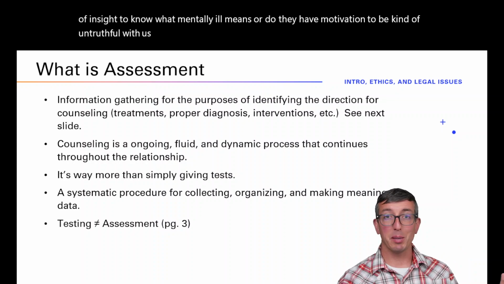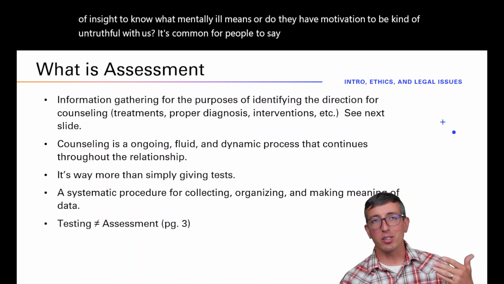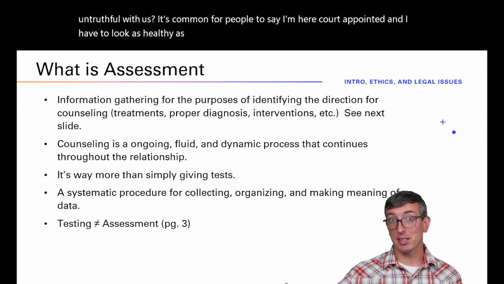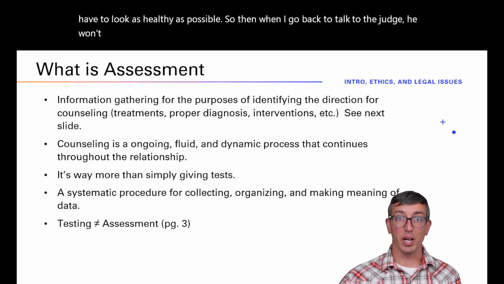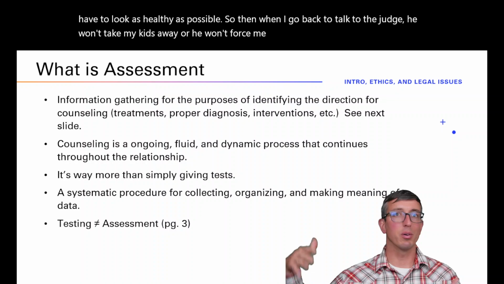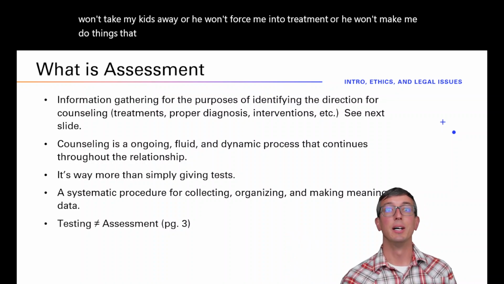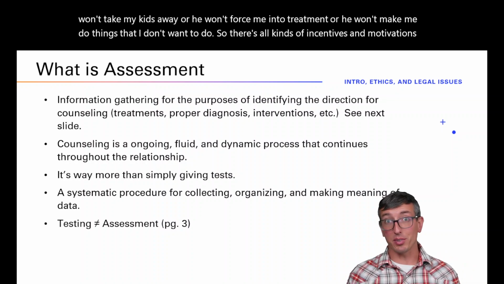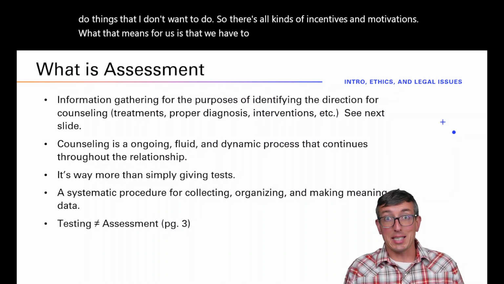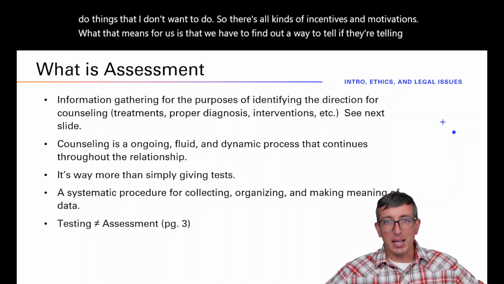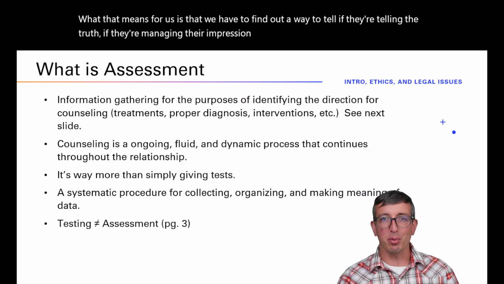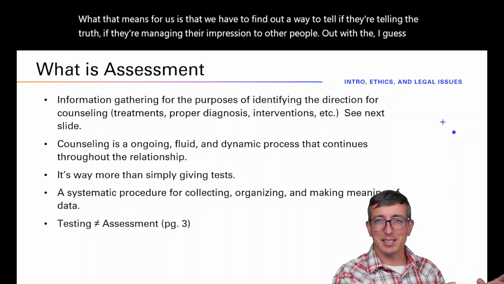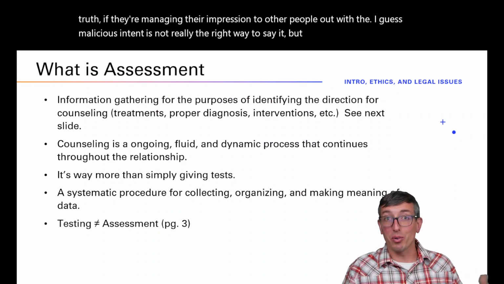It's common for people to say, I'm here court appointed and I have to look as healthy as possible so that when I go back and talk to the judge, he won't take my kids away, or he won't force me into treatment, or he won't make me do things that I don't want to do. So there's all kinds of incentives and motivations. What that means for us is that we have to find a way to tell if they're telling the truth, if they're managing their impression to other people, with, I guess malicious intent is not really the right way to say it, but with other motivations.